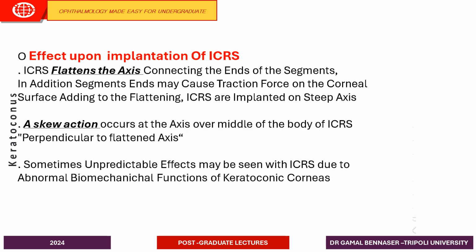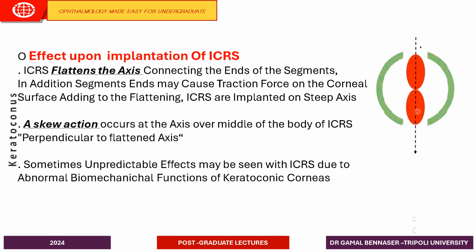Now, to understand in detail the flattening effect of the intracorneal rings, you should understand that in keratoconus, for example, like in this picture, we have a steep meridian in this direction and a flat meridian in this direction. And usually we implant the intracorneal rings to straddle the steep meridian so that this will create a traction force in the cornea, and this will lead to the flattening of this steep meridian.